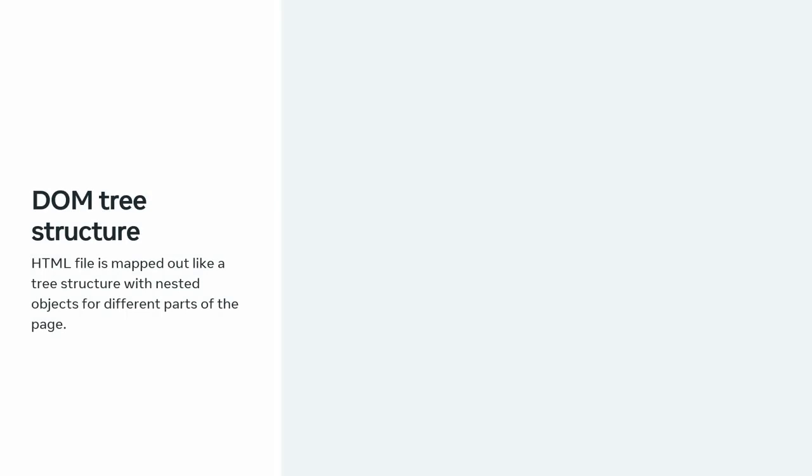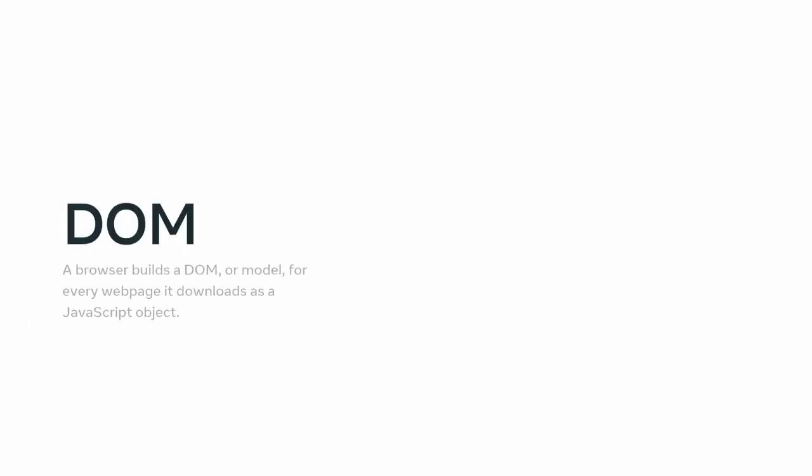The DOM is in the form of a JavaScript object with nested objects for different parts of the page. These objects have nested objects of their own until the entire HTML file is mapped out in what looks like a tree structure. The DOM is the model of the HTML file saved as a JavaScript object in your browser's memory. The browser automatically builds the DOM for every web page that it downloads.